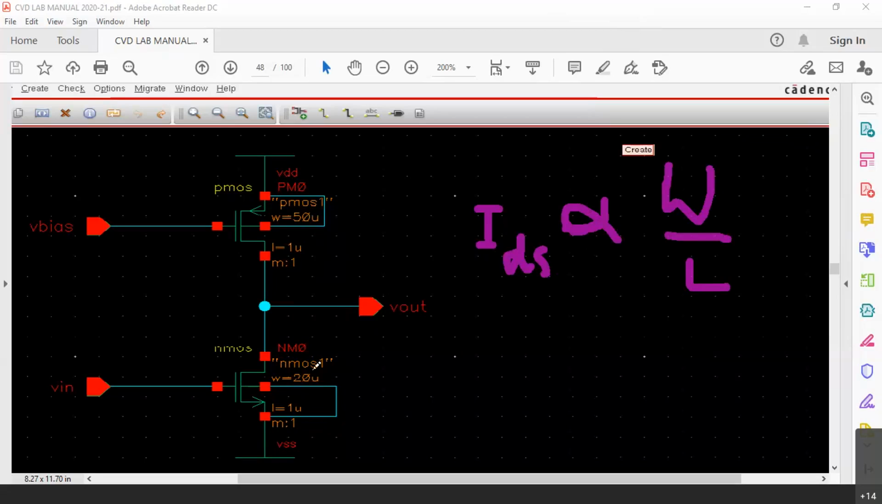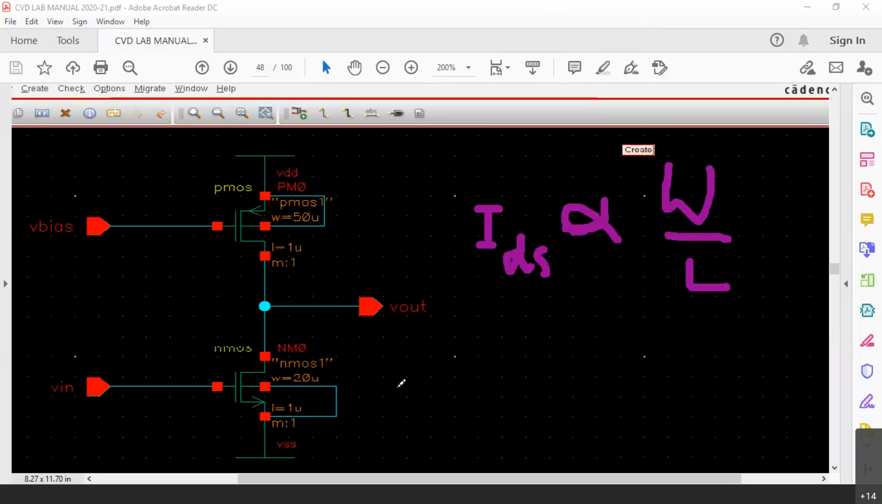But length proportionately has to be larger. Otherwise, if the channel length is nanometer, let us say the width is 20 micro, 50 micro, the MOSFET will burn out. Width and length, it is also called as aspect ratio. Actually, L by W is called as aspect ratio. W by L is the reciprocal of the aspect ratio.